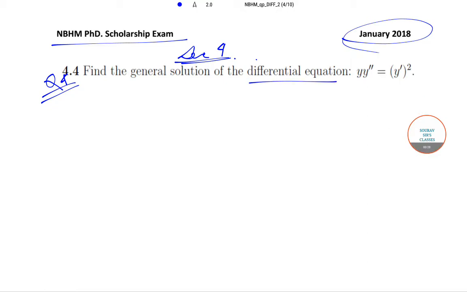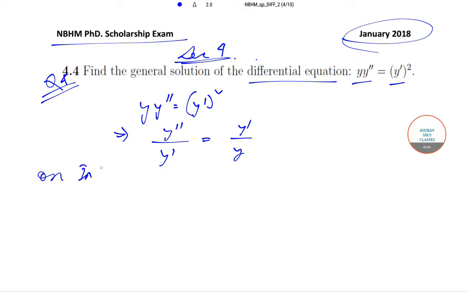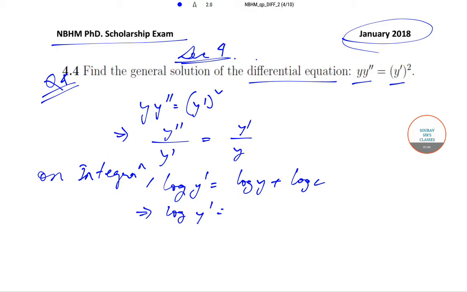The differential equation that we have been given is y into y double dash is equal to y dash whole square. So let us write down the differential equation. That is y into y double dash equal to y dash whole square. Taking y dash over to the left side, we can write y double dash by y dash is equal to y dash by y. So upon integration, we'll get log of y dash is equal to log of y, and the integrating constant we can write as log of c. So this will give us log of y dash is equal to log of cy, and this will give us that y dash is equal to cy.